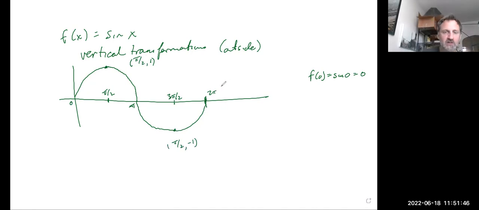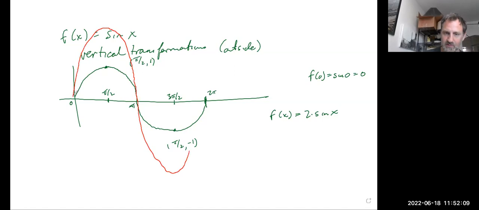Okay, so vertical transformations. What are things that we can do to f of x? So first of all, I can multiply the outside. This is intuitive, so multiplying by 2 should make it bigger, and it does. Every value in the output is multiplied by 2. So this becomes much bigger, and this becomes much smaller. 0 is still 0, right? This 1 now is sitting at 2. That's a maximum at 2 and a minimum at -2.